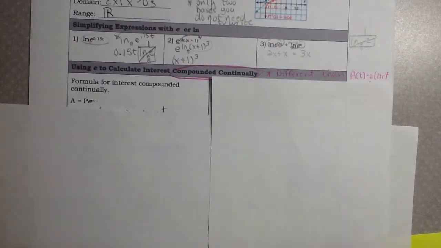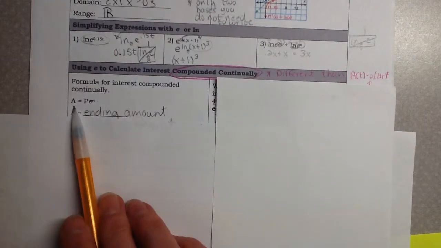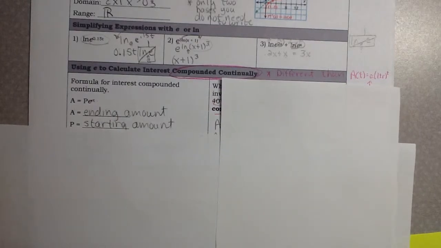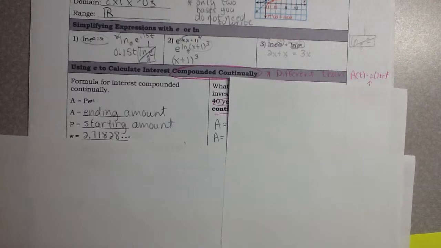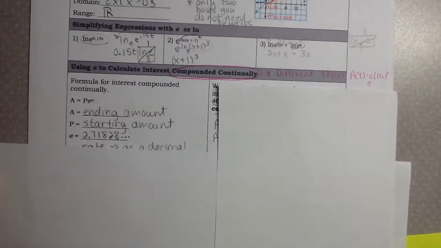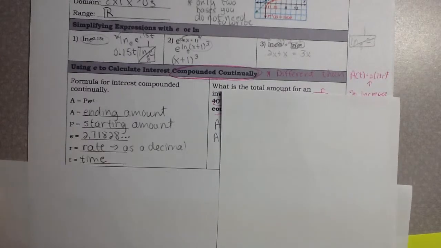So let's identify what each variable represents. A is the ending amount, so the same as what it was here. P is your starting amount or your principal, the amount that you're investing. e is a number, so it's 2.71828, so on. And r is your rate, and you need to write that as a decimal. And t is still time. So your rate and time are still the same as what they were here.